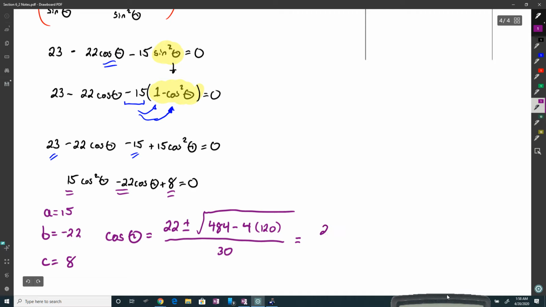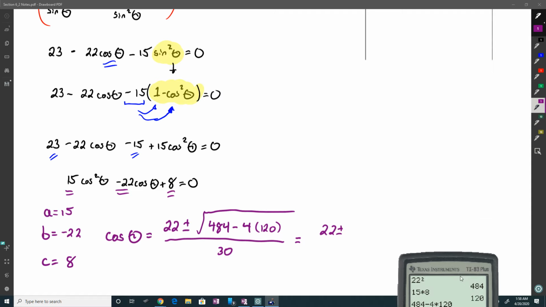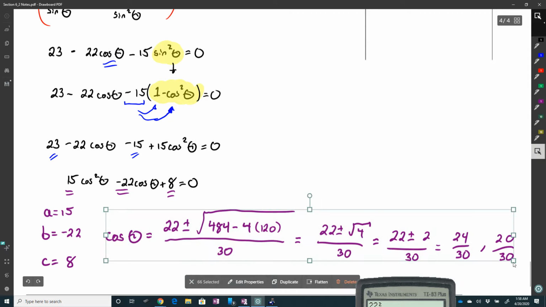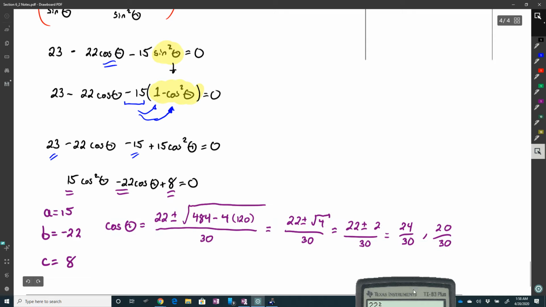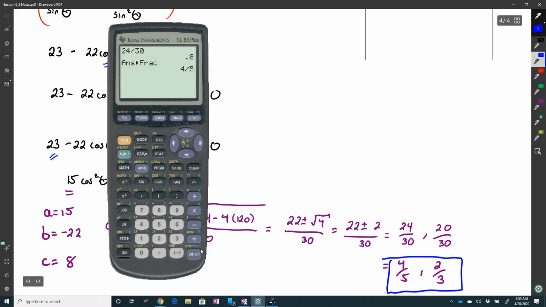All right, chugging through, we got 22 plus or minus the square root of, notice that's just 484 minus 480. How happy that is. So that's just 22 plus or minus 2 over 30. Well, that's 24 over 30, or 20 over 30. You can type that in your calculator if you want, but it's pretty happily factorable. That's 4/5. And for the other one, you just drop the zeros, 2/3. So your solutions are 4/5 and 2/3.